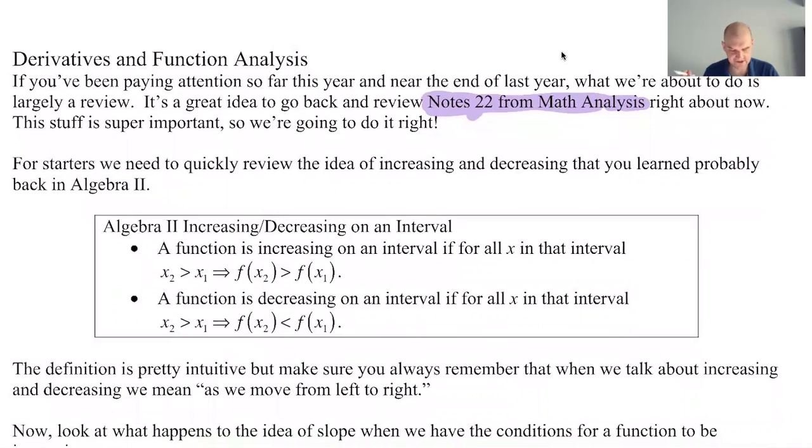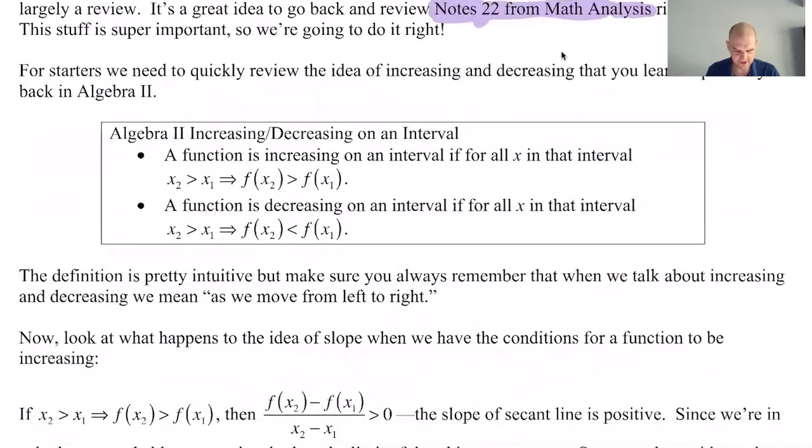So derivatives and function analysis, it's all about increasing, decreasing, concave up, concave down, that kind of thing. So first, what does it mean for something to be increasing? This is the Algebra 2 definition of increasing, decreasing. It's important to realize that the definition of increasing, decreasing is not really a calculus thing. It's more like if you move from left to right, are you walking uphill or downhill. A function is increasing on an interval if for all x in the interval, if x2 is bigger than x1, which means you're moving from left to right, because on the x-axis, if a number is bigger than another number, it's to the right of it, then f of x2 is bigger than f of x1.